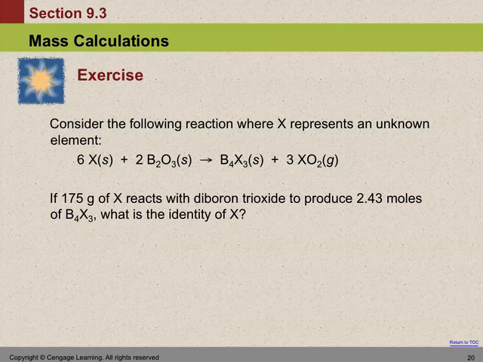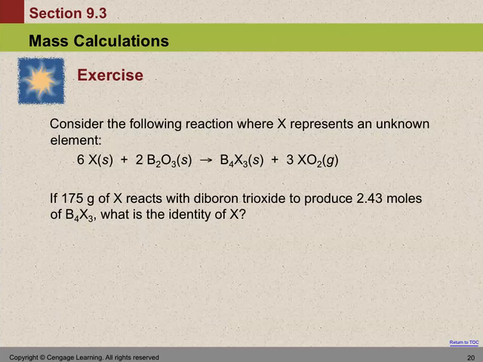Let's take a look at this more complicated example, where we have an unknown element X. This unknown element X reacts with boron oxide to give a compound of boron and the element X, and a compound of the element X with oxygen. They react in a 6 to 2, 1 to 3 ratio. If 175 grams of the element X reacts with diboron trioxide to produce 2.43 moles of B4X3, we need to find out the identity of X.